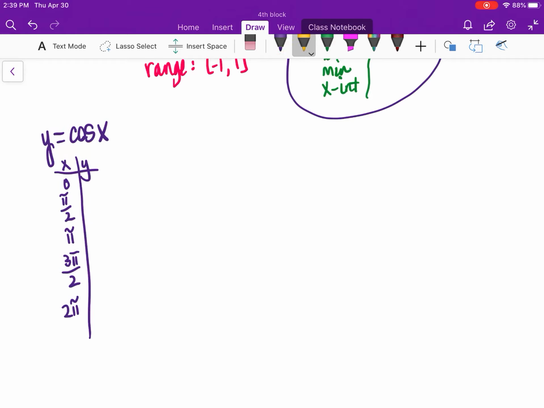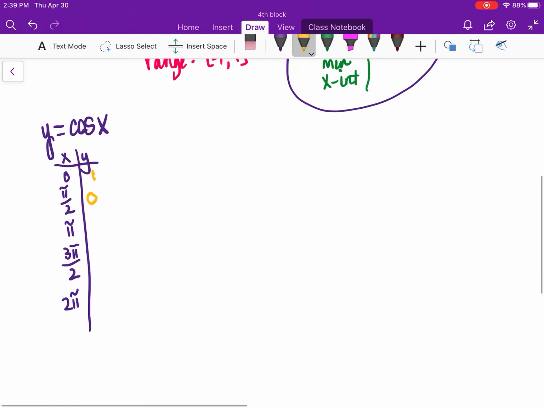Okay, so cosine is the x-coordinate whenever we look at our unit circle. So if I substitute 0 in for x, what is the cosine of 0? Well, when I look at 0 radians, my x-coordinate is 1. Okay, then at pi over 2, what's the cosine of pi over 2? X-coordinate there is 0. Then at pi, what is your x-coordinate? And then at 3 pi over 2, the x-coordinate. And then at 2 pi, you're back to the same place as 0, so that's also going to be 1.